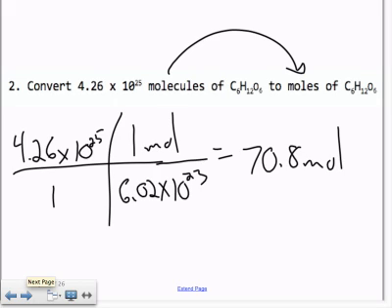If you get something like 7.08 times 10 to the 59th or something like that, then you multiplied instead of divided, or you put it in your calculator out of order.